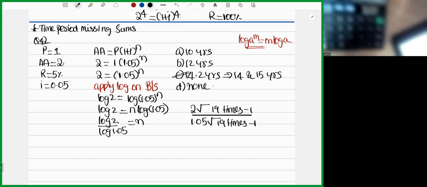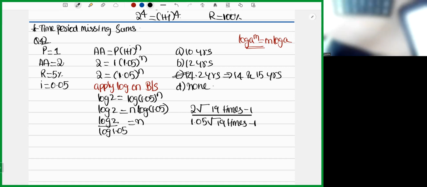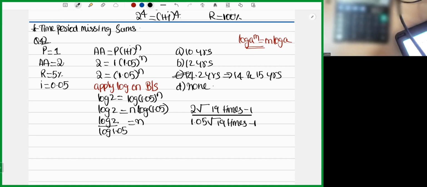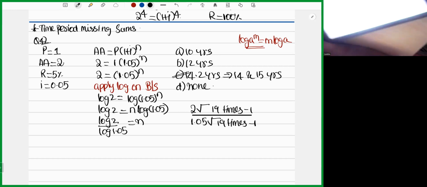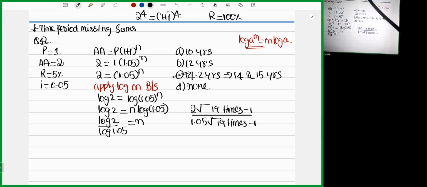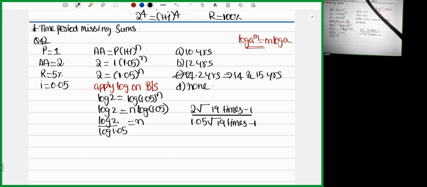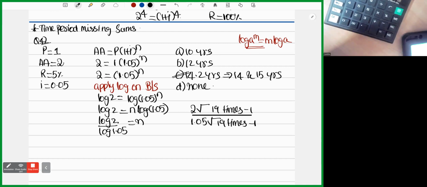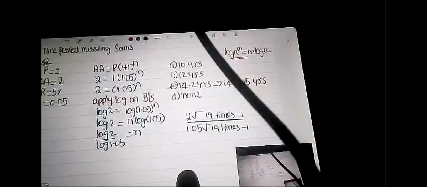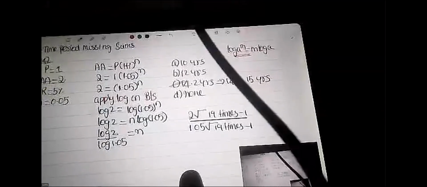Let me remove this blur background. Yes. Now, what we need to calculate is 2 under root, 19 times, minus 1, divided by 1.05 under root, 19 times, minus 1. Okay, let me show you. Let me keep the full screen. Now, let me show it to you.